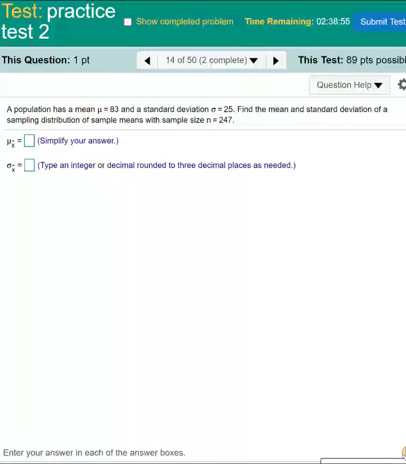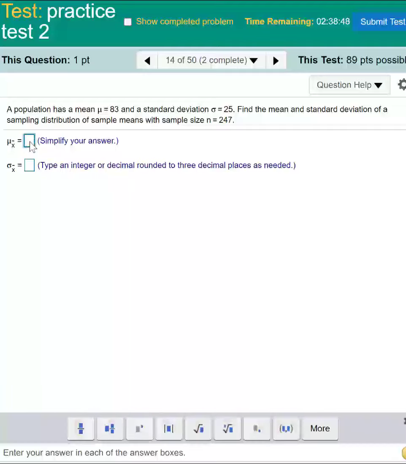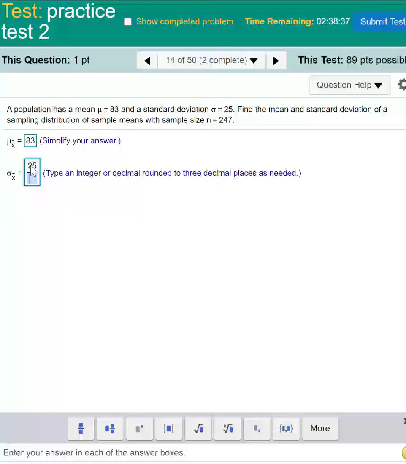Population has a mean of 83 and standard deviation of 25. Find the mean and standard deviation of the sample mean distribution. Central limit theorem tells us that the mean of the sample mean is the same as the population mean, which is 83. And the standard deviation of the sample mean is the original standard deviation, 25, divided by the square root of the sample size. But don't put it like that as an answer when you do your work. You need to find the answer. He says round it to 3 decimal places.